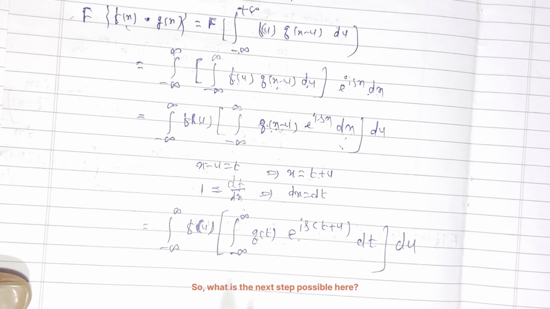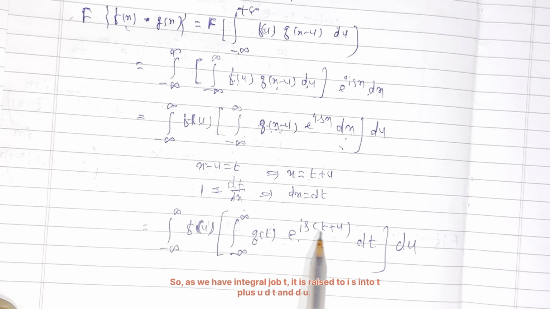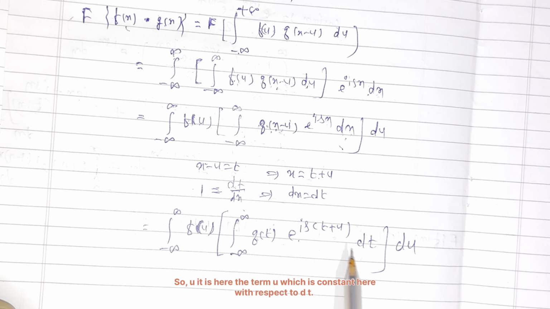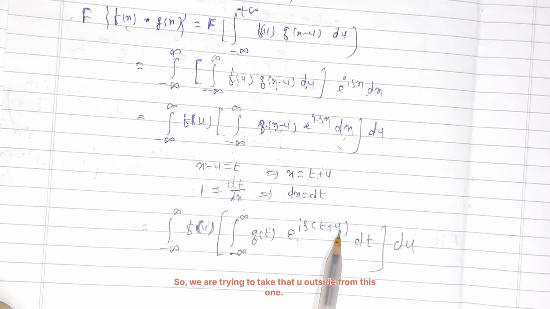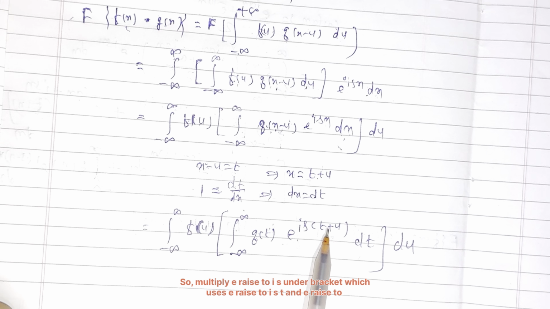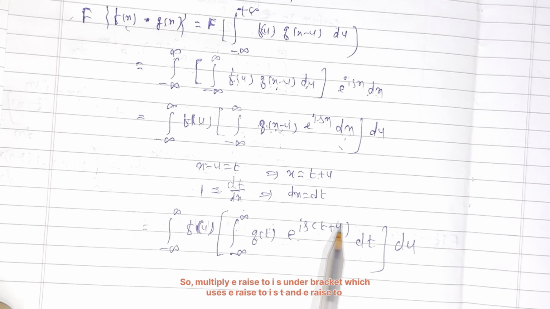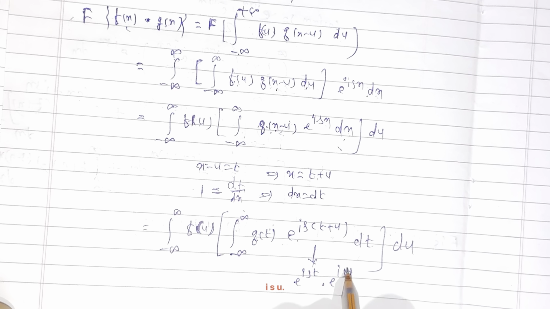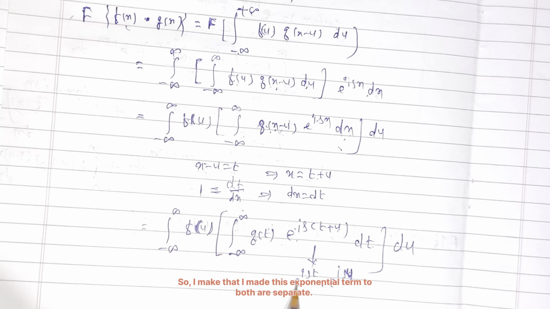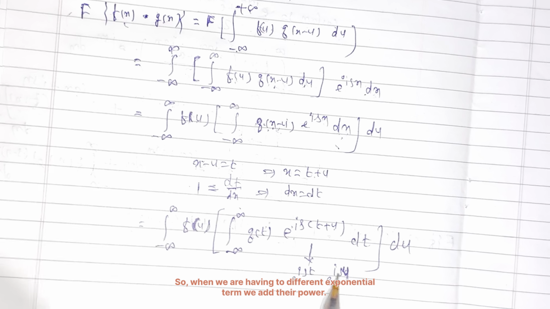What is the next step possible here? We have the integral of g of t, e raised to is into t plus u, dt and du. The term u is a constant with respect to dt, so we take u outside. Multiplying is inside the bracket gives e raised to ist and e raised to isu. I write this step as e raised to ist into e raised to isu. I made the exponential terms separate, since when we have two different exponential terms, we add their powers.